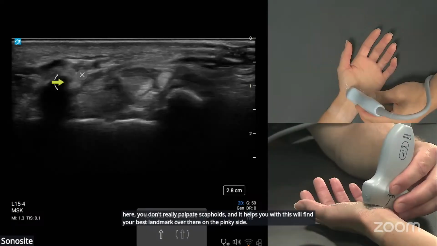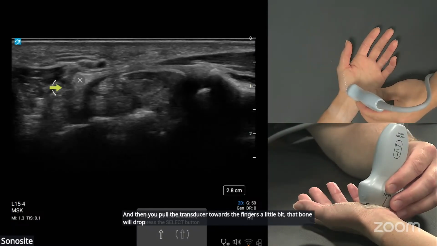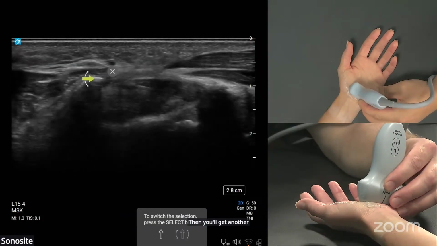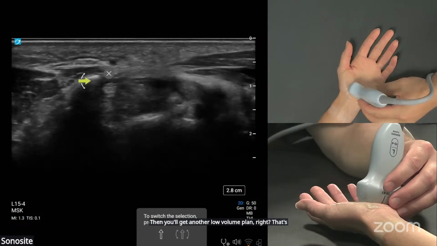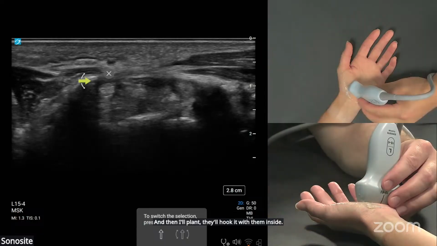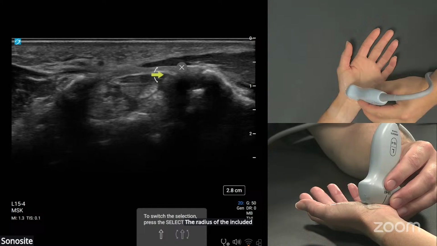And then you pull the transducer towards the fingers a little bit, that bone will drop into a valley. And then you'll get another midline bony landmark right there. That's the hook of the hamate. I'll plant on the hook of the hamate side, and then my windshield wiper the radial side. So we get another prominent bony landmark right here.